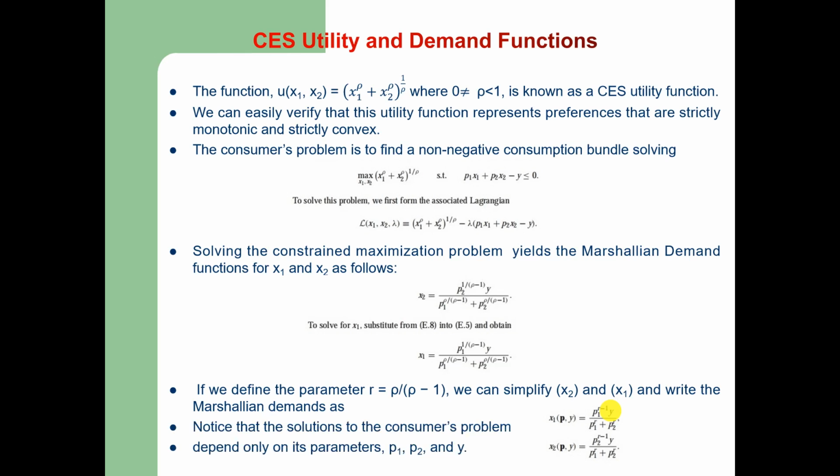and they depend only on its parameters P1, P2 and Y. So it means that the Marshallian demand function in case of the constant elasticity of substitution function depend only on the parameters as well as the price of the two goods and the income. If there are n goods, then the Marshallian demand curve will depend upon the prices of n goods and the income of the consumer. So ladies and gentlemen, this is a very interesting analysis of the Marshallian demand curve in case of the Cobb-Douglas utility function and in case of constant elasticity of substitution.